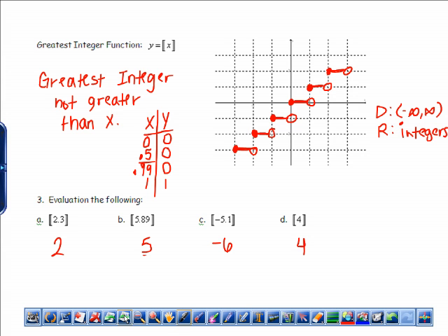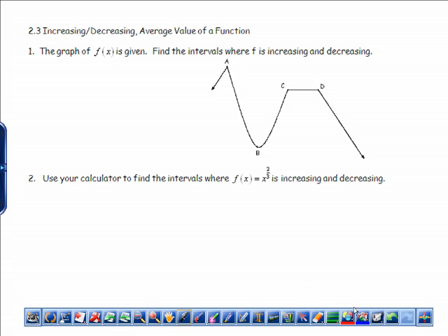All right, so that kind of wraps up 2.2. Let's move on to 2.3.